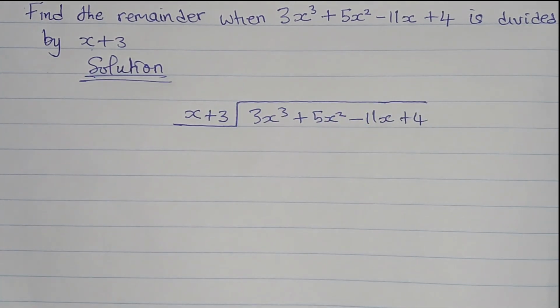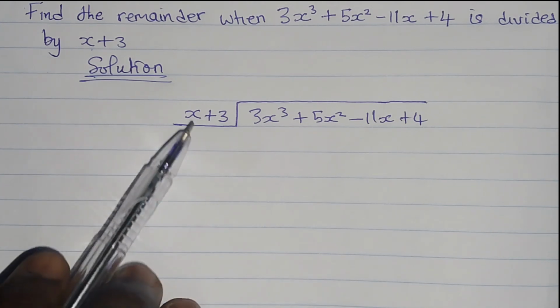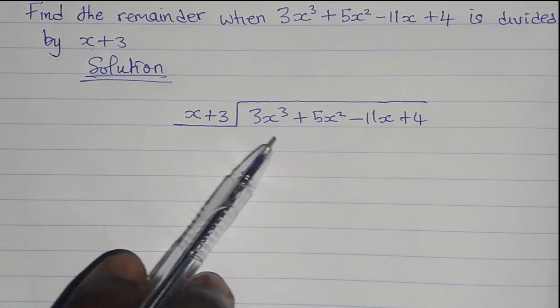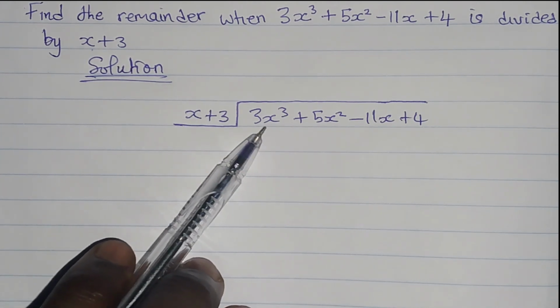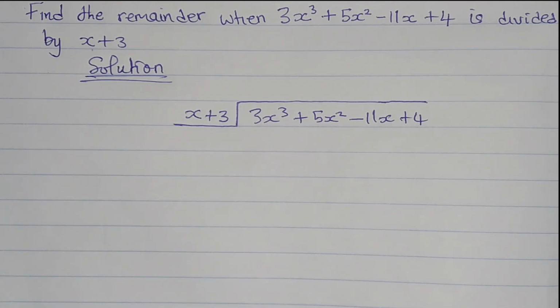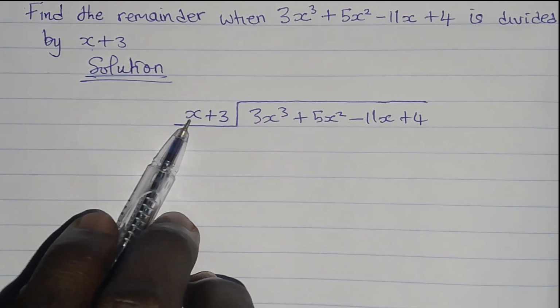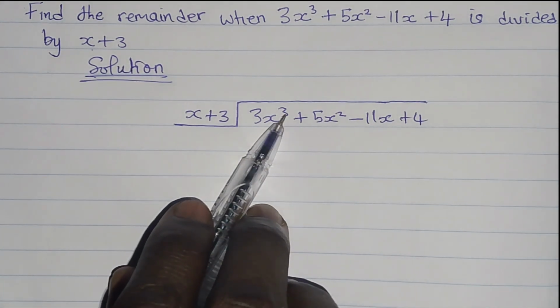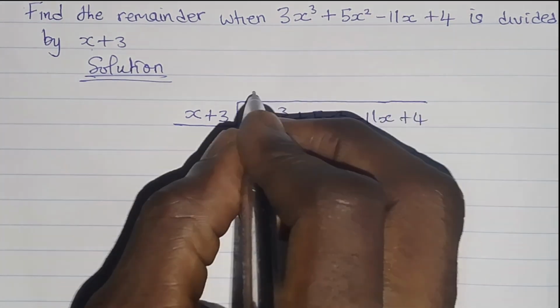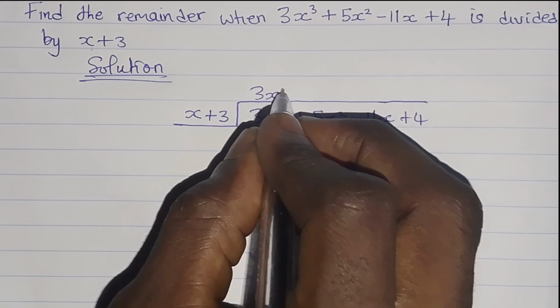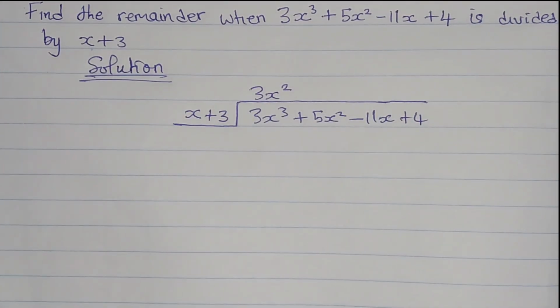Okay, so how do we approach this? It is very simple. Like I said earlier, all we have to do is to use this x to divide the largest power of x here. Then we move on to the next step, which is multiplication. You'll see that shortly. So if x divides 3x cubed, we'll be left with 3x squared. Alright, that's the first thing.